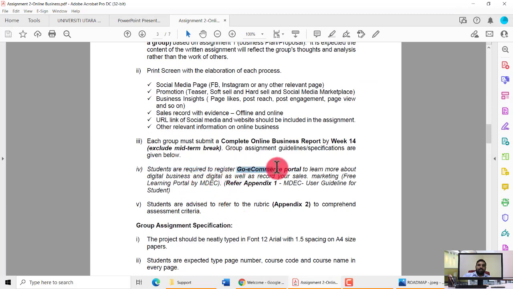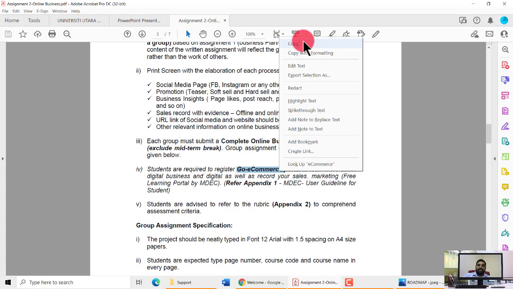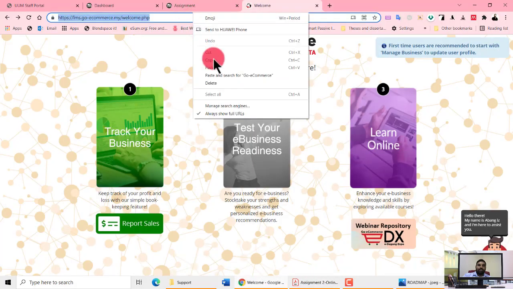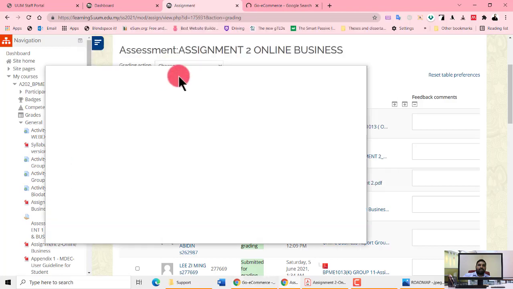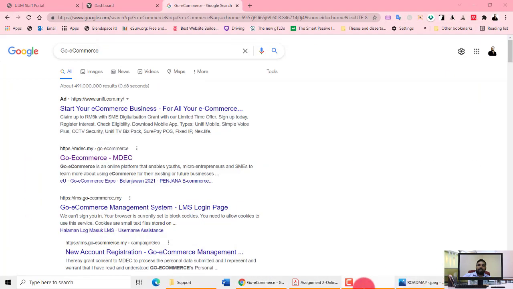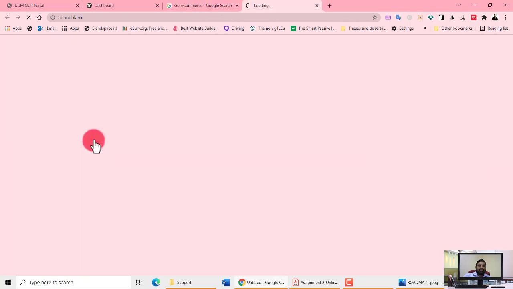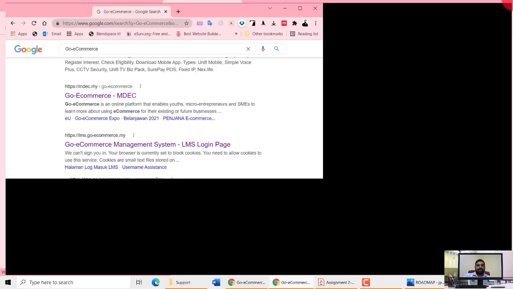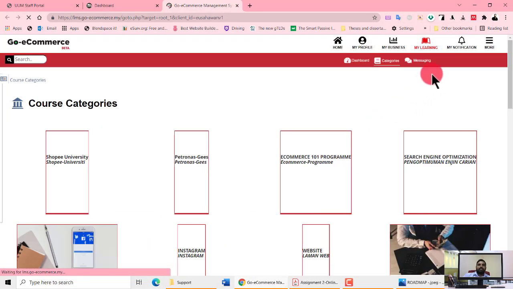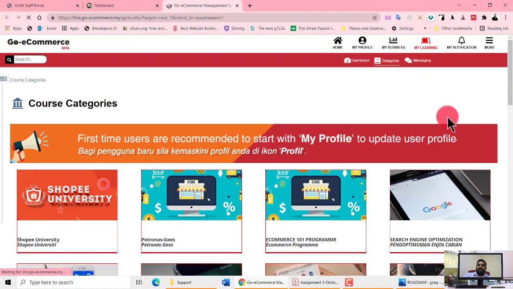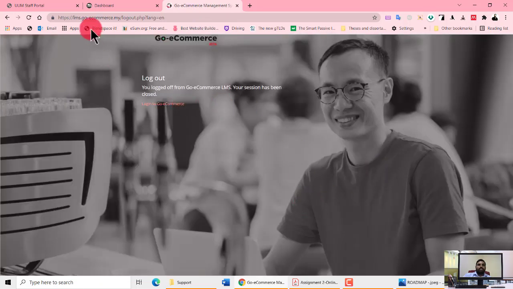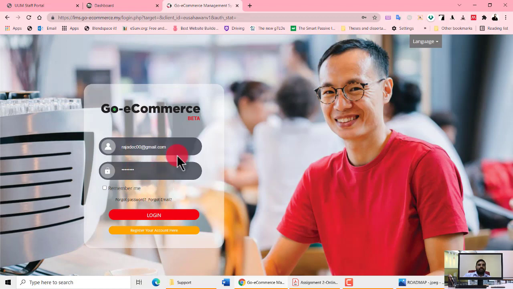Just type GoCommerce portal in Google. Then you will go here, LMS, learning management system, GoCommerce. Just click. I have to log out because I already logged in. Once you go here, you have to log in. I'm going to use my ex-student portal.